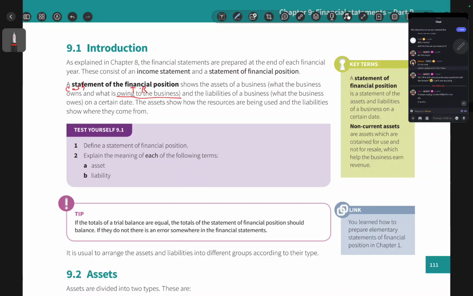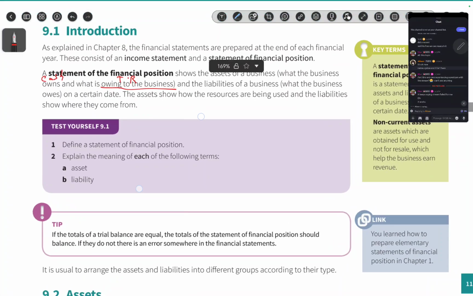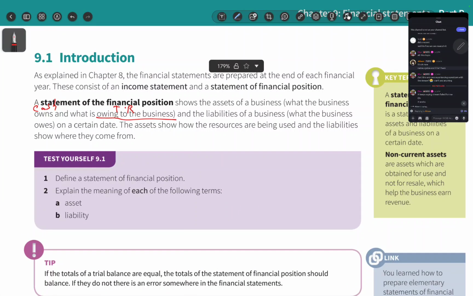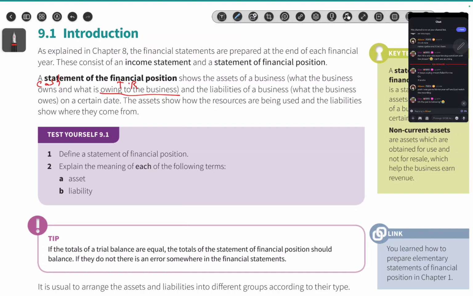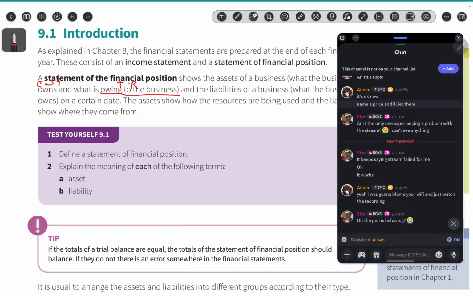On a certain date, the assets show how the resources are being used and the liabilities show where they come from. Wow, that's kind of new and kind of weird. What do you mean the liabilities show where they come from? My cash is where they came from. Anyway, liabilities show where they came from, as in if you take a loan from someone, then that's your source of finance for buying your Bugatti or whatever. Define a statement of financial position: it shows the assets and liabilities of a business at a certain date.